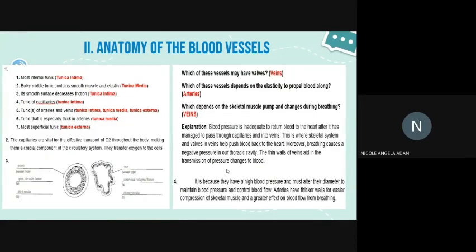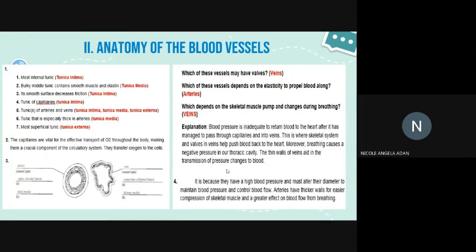For the anatomy of the blood vessels, microscopic structure of the blood vessels, number 1, use the key choices to identify the blood vessel tunic described. Take note that some choices may be used more than once. So number 1, we have the most internal tunic. The answer is tunica intima.